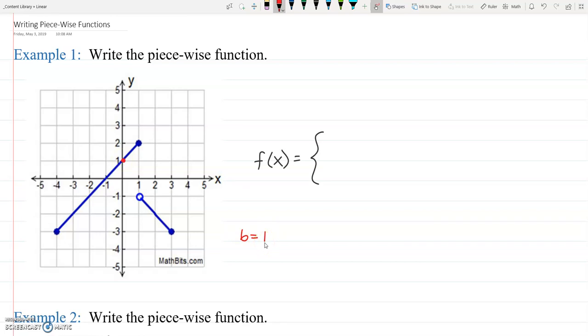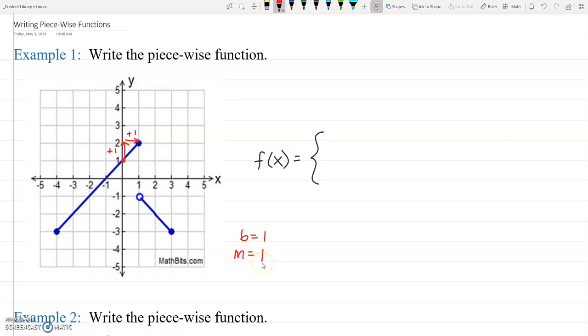All right, my slope, I can figure out. I need 2 points, so I'm going to use my y-intercept and this point up here. I'm rising 1, I'm running to the right 1, so those are both positive, up and right. So my slope is 1 over 1, which is just 1.